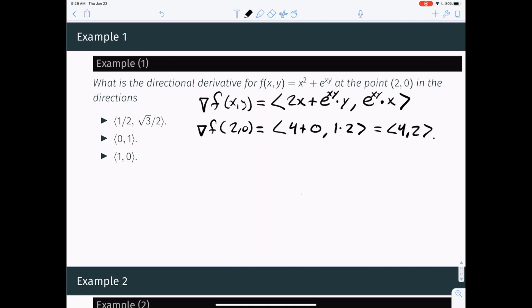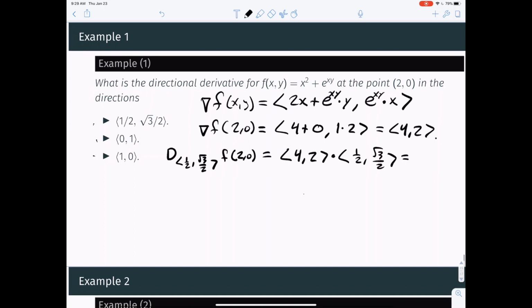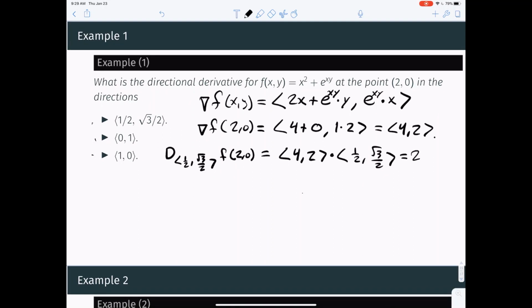And the directional derivatives really are just the gradient dotted with the three directions here. So the directional derivative in the direction 1/2, root 3 over 2 of the function at the point 2, 0 should just be the gradient 4, 2 dotted with the direction 1/2, root 3 over 2. And that happens to be 2 plus the square root of 3.